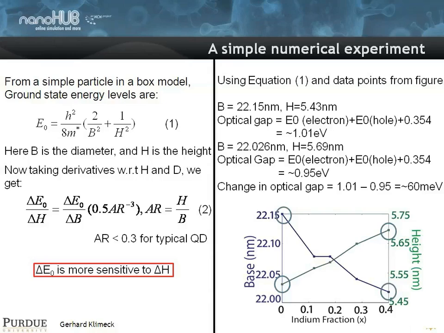So if you plug in some of these numbers, from that calculation we had a base width of 22.15 nanometers and a height of 5.43, we can get an optical gap of 1.1. If we just make the base width a little bit smaller and the height a little bit larger, like we measured from the strained atoms, we get a gap of 0.95. The difference is 60 millielectron volts. That's a pretty large difference for electronic structure calculations.